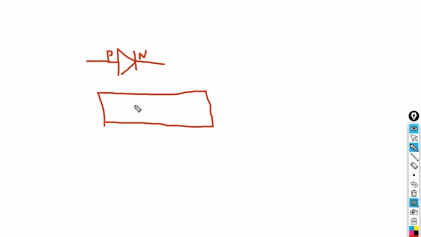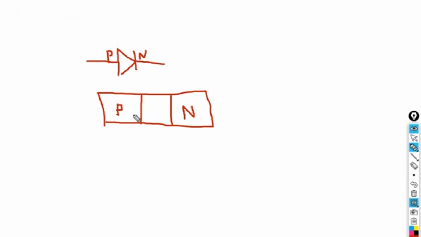We have studied the p-n junction. A p-n junction is nothing but something like this; we will represent the p-n junction like this. This is the positive terminal and this is the negative terminal. What does it contain? It contains p type material and n type semiconductor material.